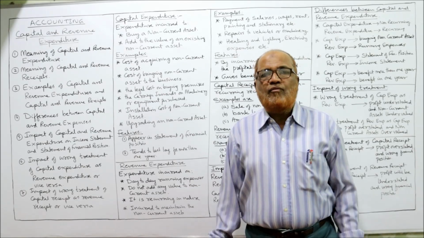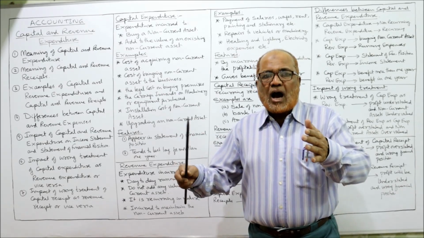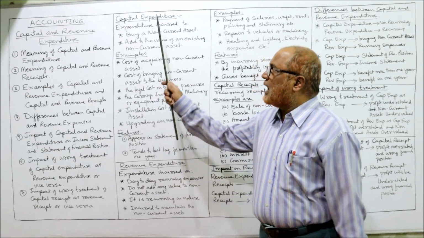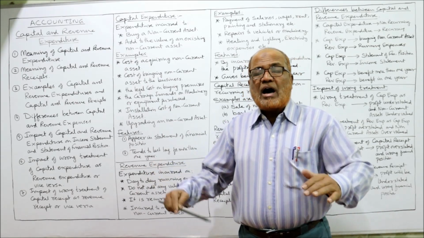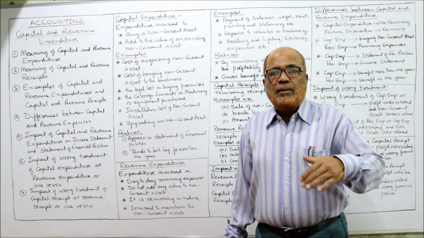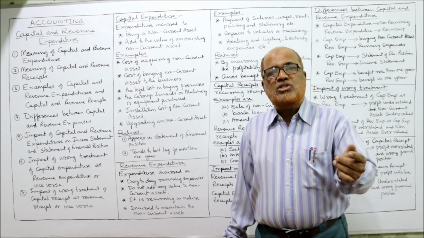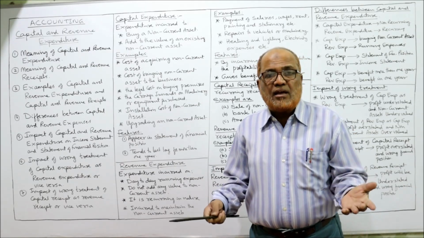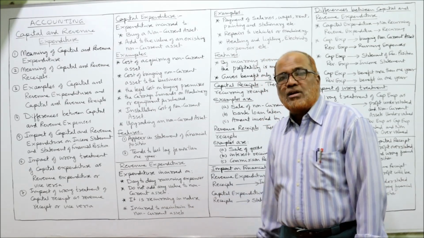A simple example I'll give you. Vehicle cost: a car is purchased for the business. So purchasing a car is a capital expenditure. Now after purchasing the car, some repairs and maintenance expenditure on the car is incurred. So this repairs and maintenance is recurring expenditure. So it's a revenue expenditure.